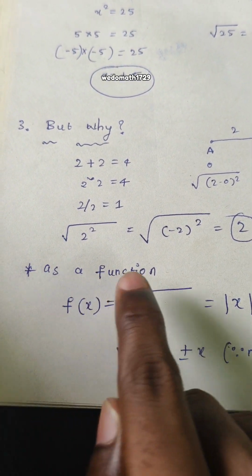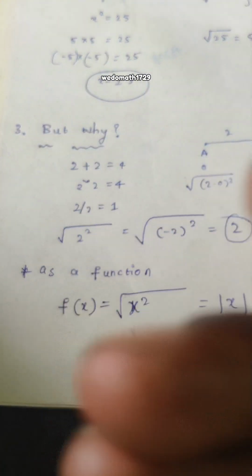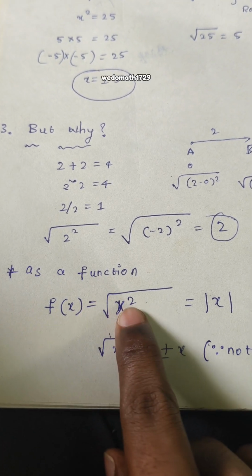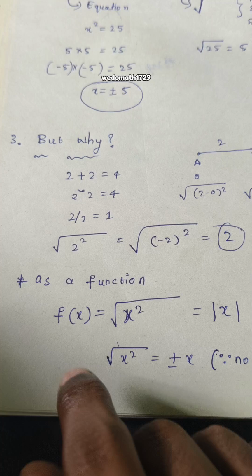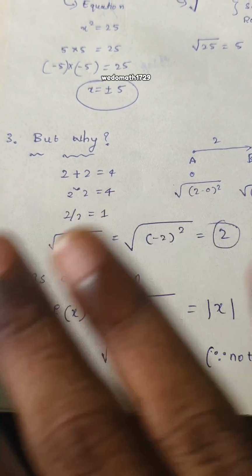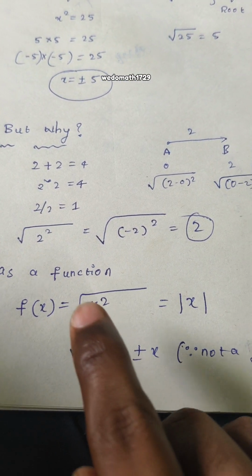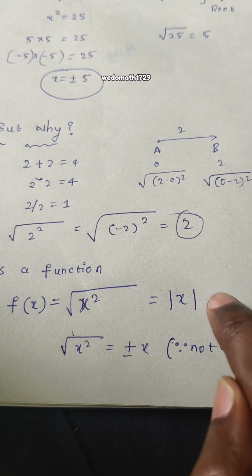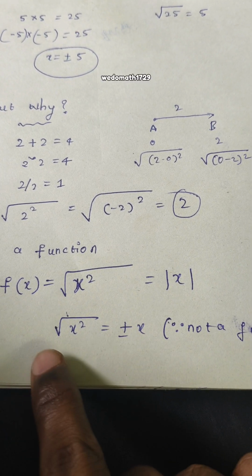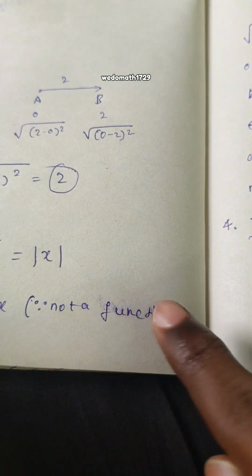Square root of x square as a function. Let's say our square root of x square is a function. So what is a function? A function is something for a given input, it can output only one value. Yes. If square root of x square is both plus x and minus x, then it's not a function. So that is why square root of x square is not plus or minus x. It is always modulus x. So when you write square root of x square equals plus or minus x, that literally means it's not a function.